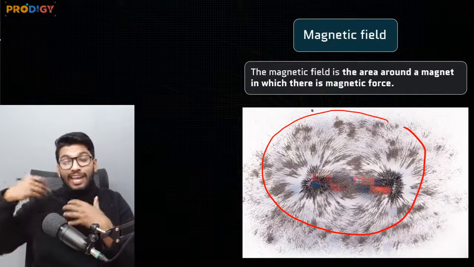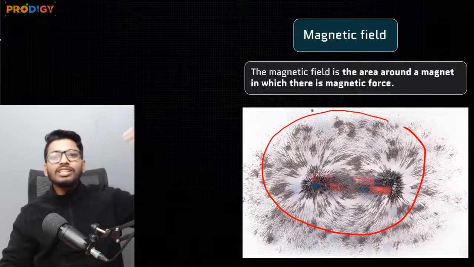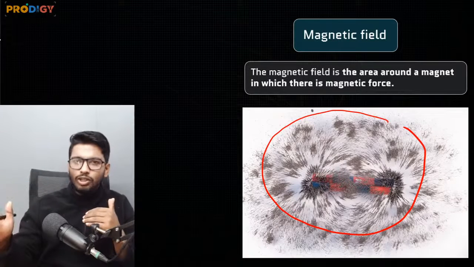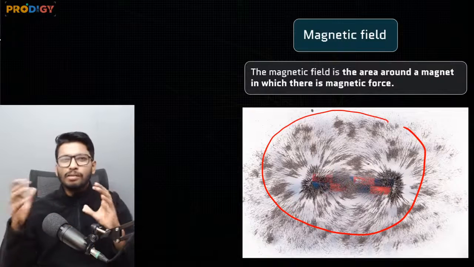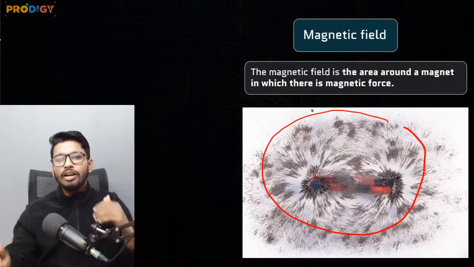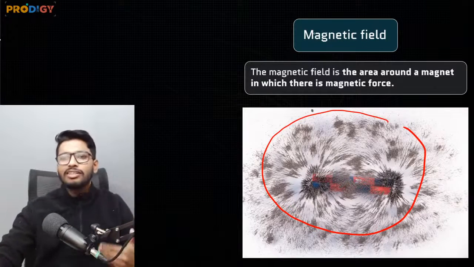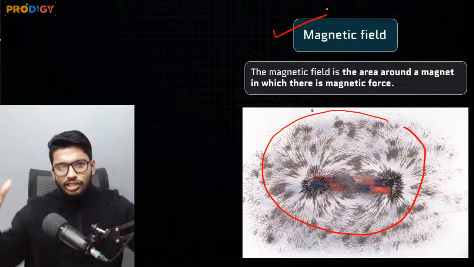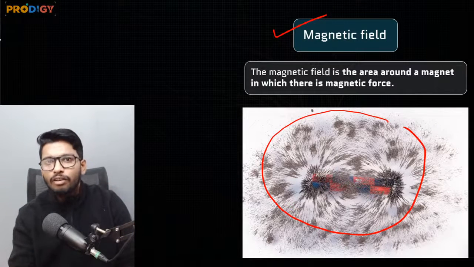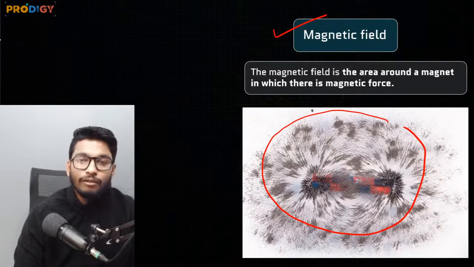Now, if you keep any magnetic material outside this field, there'll be no change whatsoever. You'll not see any attraction, you'll not see any pattern, nothing of that sort. So that region around the magnet, where you can experience the magnetic force, is called the magnetic field.